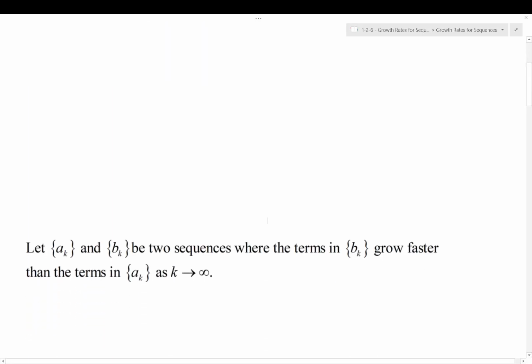Let the two sequences, A sub k and B sub k, be two sequences where the terms in the B sub k sequence grow faster than the terms in the A sub k sequence, as the index k goes to infinity. So B sub k is growing faster, eventually, somewhere. It could be for index k is 1 billion. Eventually, in the long run, as the index goes to infinity, the terms in the sequence B sub k are growing faster.